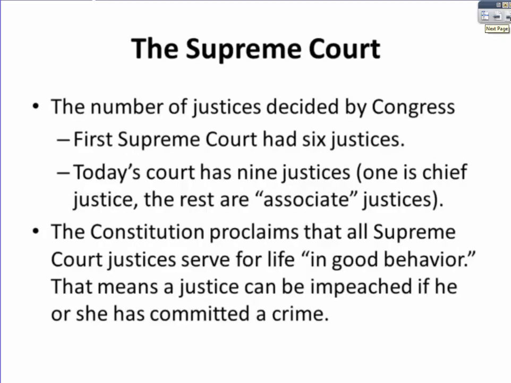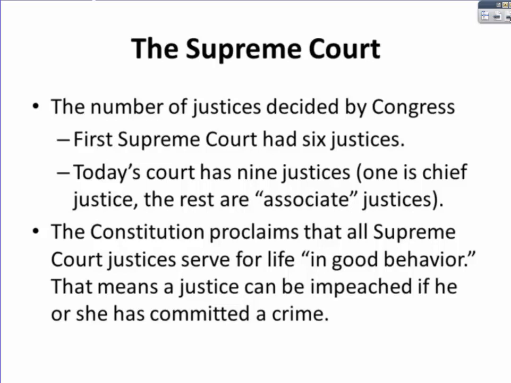First of all, the number of justices is decided by Congress. The first Supreme Court had 6 justices, and that was decided through the Judiciary Act of 1789, which we will mention again in a few minutes. Today's court has 9 justices. One of the justices is Chief Justice. The rest are known as Associate Justices.